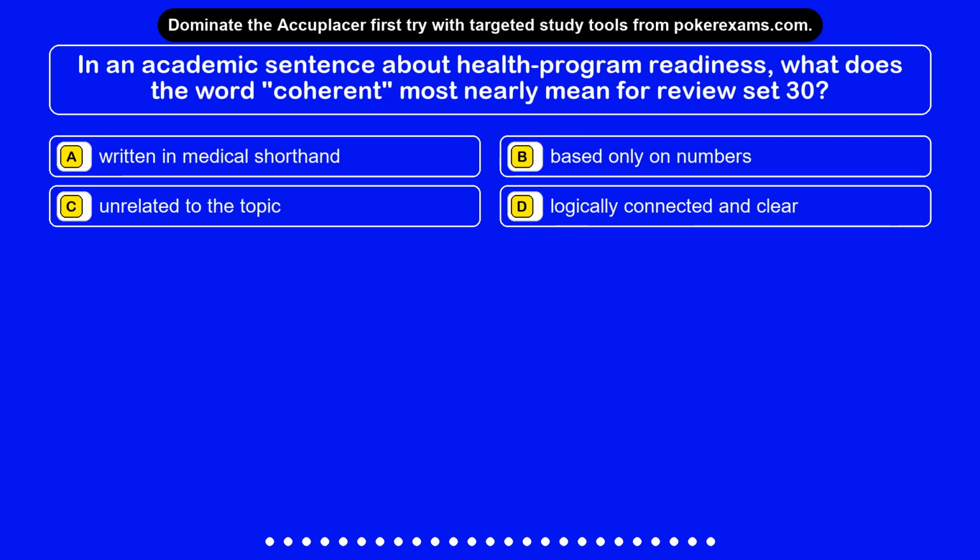Question 15. In an academic sentence about health program readiness, what does the word coherent most nearly mean for review set 30? Option A. Written in medical shorthand. Option B. Based only on numbers. Option C. Unrelated to the topic. Option D. Logically connected and clear.